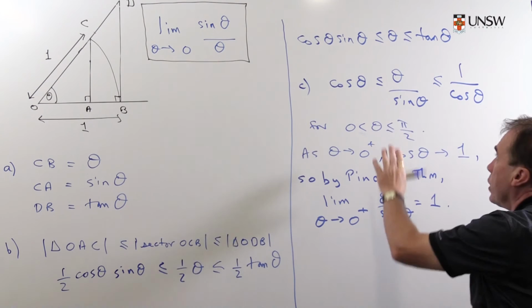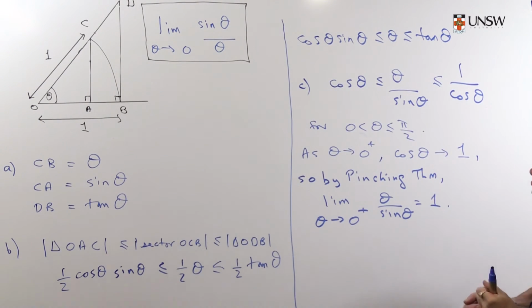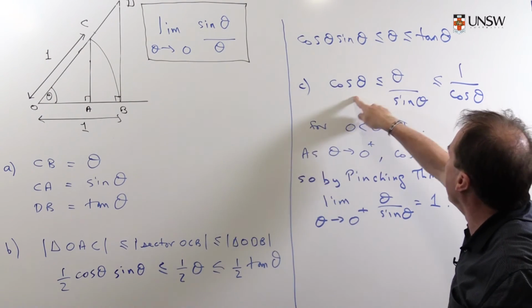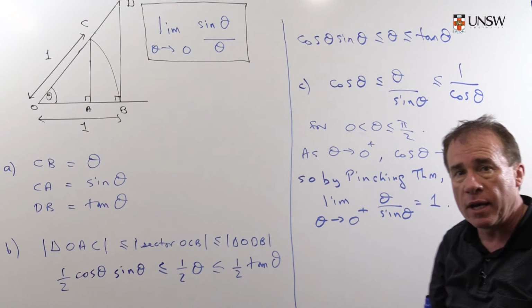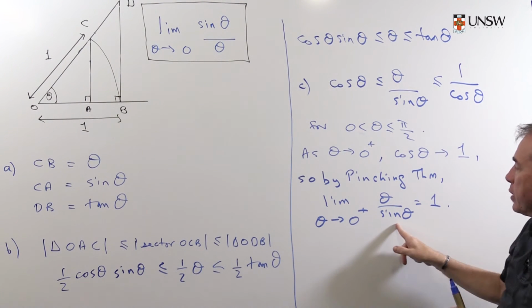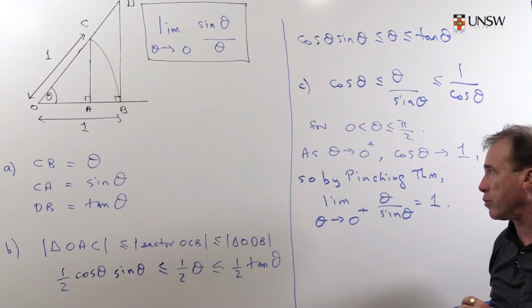By the way, we could have inverted all these terms and reorganised it and simply had the 1 over cos theta there and the cos theta there, and that would have flipped this upside down. And exactly the same argument gives you that the limit of sine theta on theta is 1. So we also know that that's true.